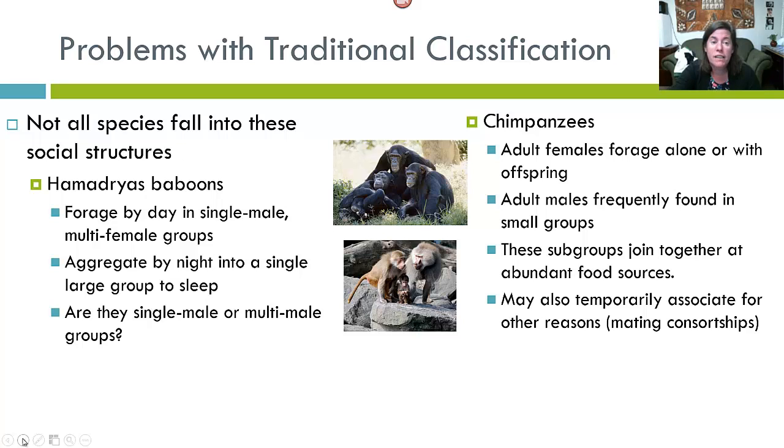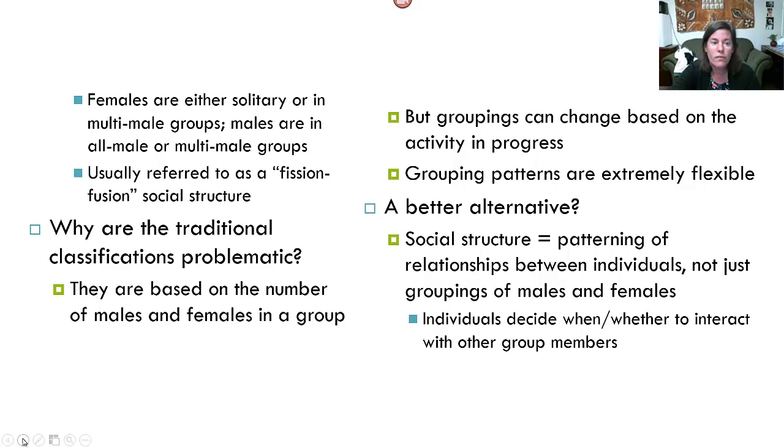It's very hard to classify these primates as one type of social system or another, because their social system changes depending on the situation. So why are these traditional classifications problematic? Because they are based on the number of males and females in a group. But these groupings change based on the activity in progress. The grouping patterns are very flexible.